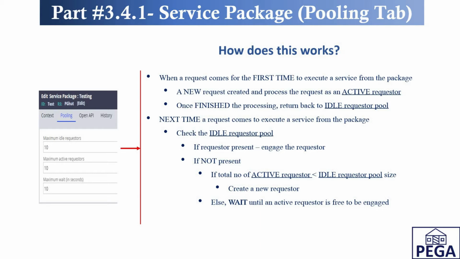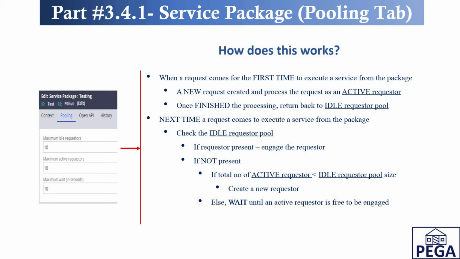So basically, let me explain it again. When a request comes, the first thing Pega checks is for an idle requester. Let's say the idle requester count is 0 at the moment. Pega creates a requester and assigns the request to it, so this requester works as an active requester and then comes back and sits in the idle requester pool.